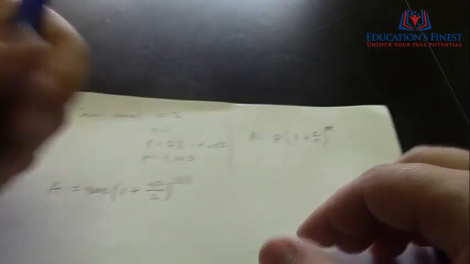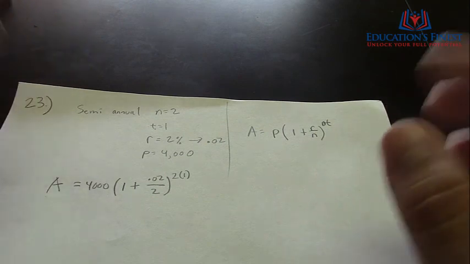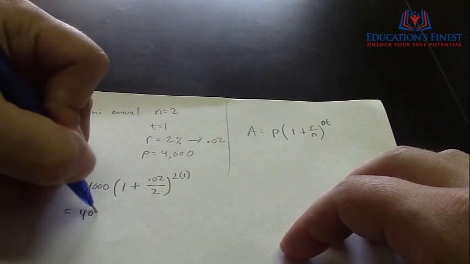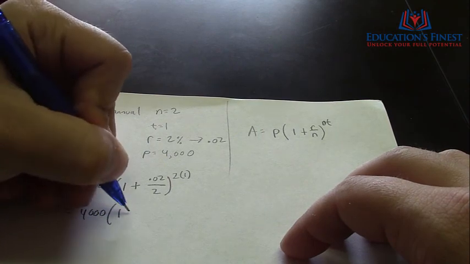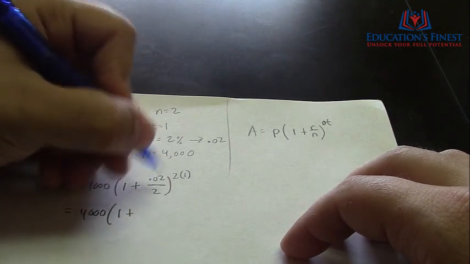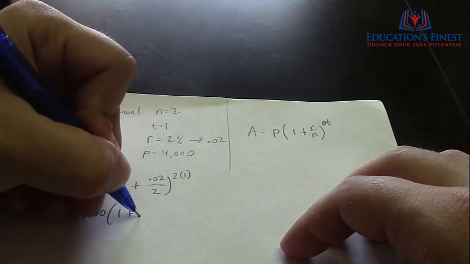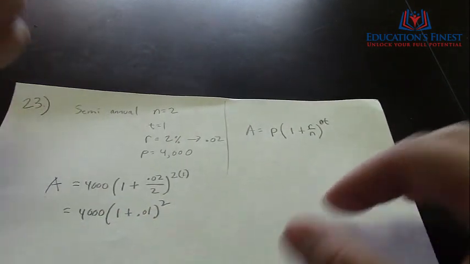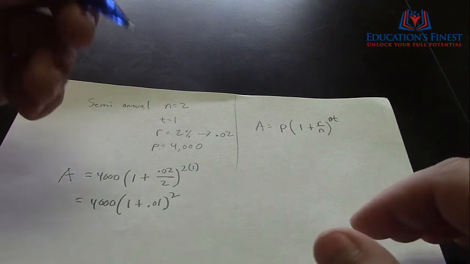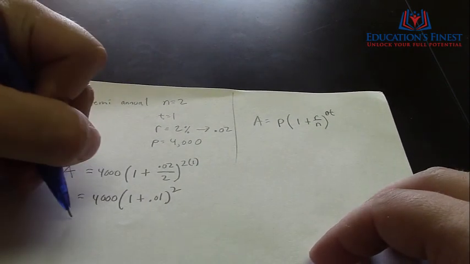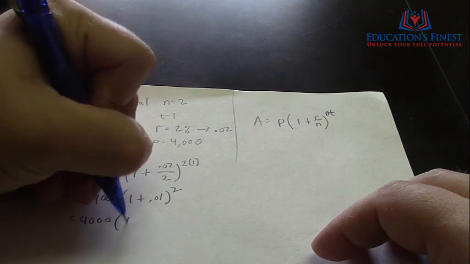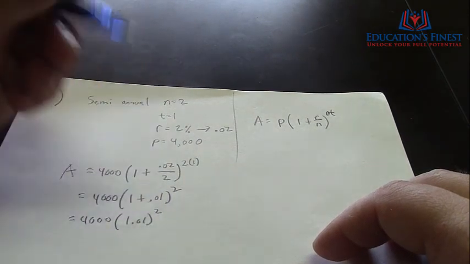So now, in this class, you cannot use your calculator, so you're just going to have to work this out one at a time. So 1 plus 0.02 divided in half is just going to be 0.01. 2 times 1 is 2. I'm trying to go quick because my battery and my camera's about to die. I got about 4 minutes left. So then, equals 4,000 times 1 plus 0.01, which is 1.01 squared.